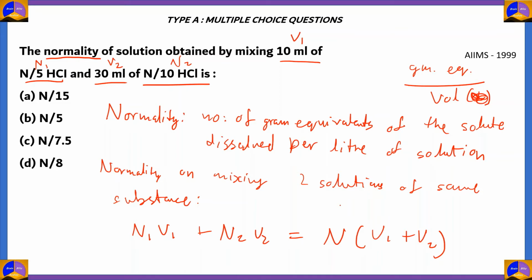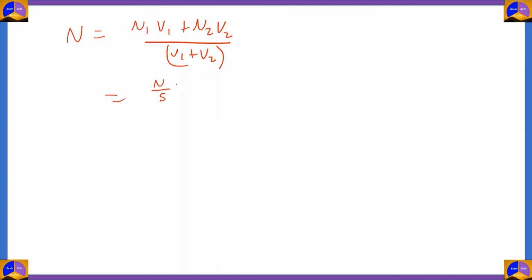And so those are the components. From that formula, we can get the value of normality as (N1 V1 + N2 V2) divided by (V1 + V2). N1 is N by 5 times V1 is 10, plus N2 is N by 10 times V2 is 30, divided by 10 plus 30.